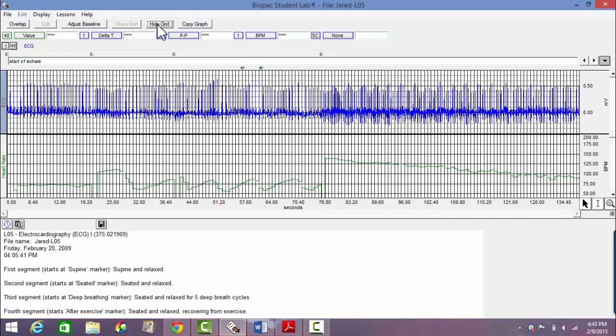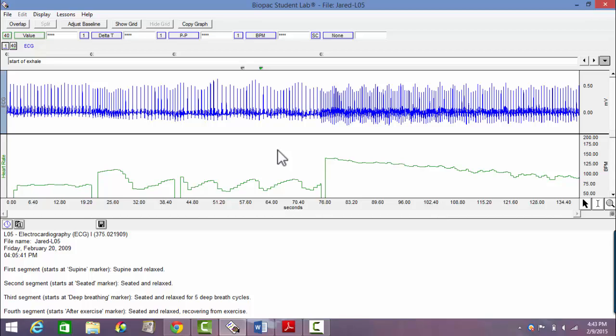I'm going to hide the grid for now, and I want to show you a couple of other things here. So this is the entire run for the experiment. It goes from 0 seconds to about 136 seconds. What I'm going to do is change the scale so that I'm only looking at one part of the exercise. So we'll start with the supine.